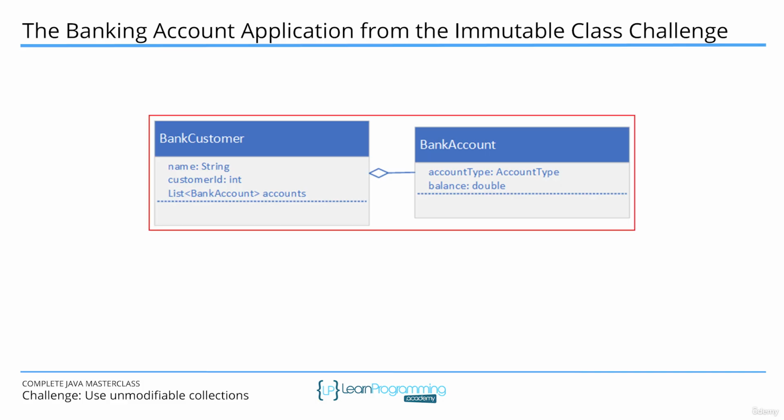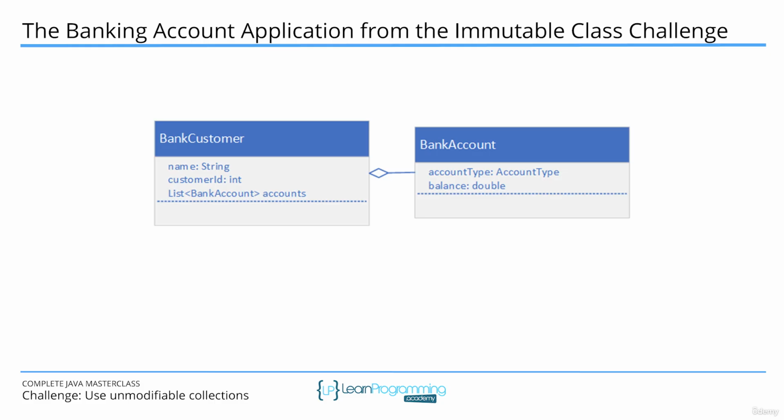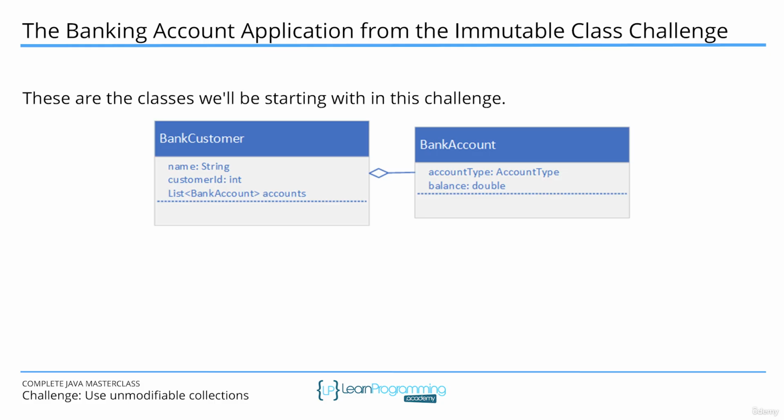I ended up with two classes as shown here. The getters, constructors, and toString methods aren't shown on this diagram. These are the classes we'll be starting with in this challenge. Let's imagine that we work on a team with different developers. One team creates the data transfer objects, DTOs, which will be used by a framework to retrieve data from and commit data to a database.